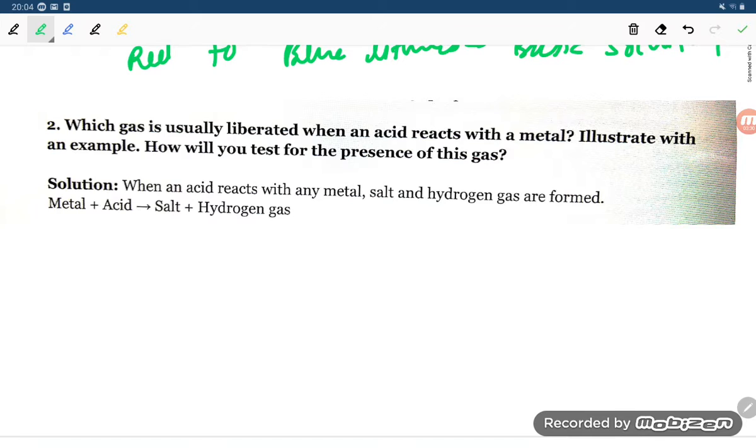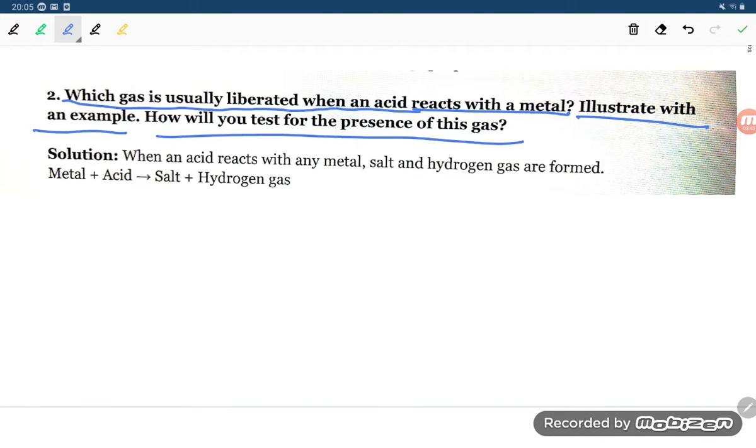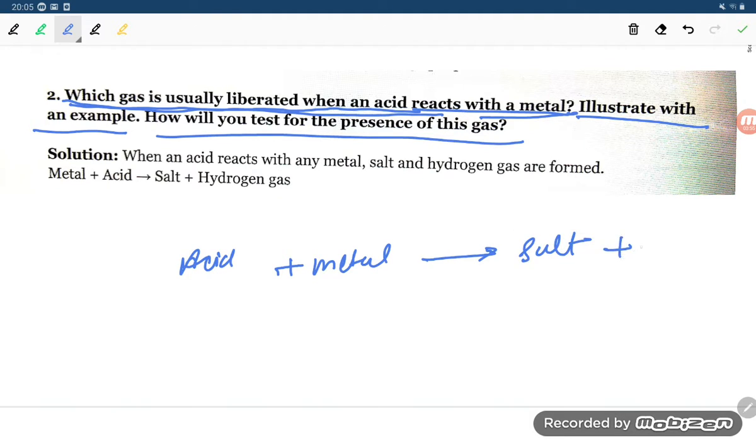Next question, let us try to understand, students. Which gas is usually liberated when an acid reacts with a metal? Illustrate with an example. How will you test for the presence of this gas? When an acid reacts with a metal, always keep in mind it gives salt plus hydrogen gas, H2.